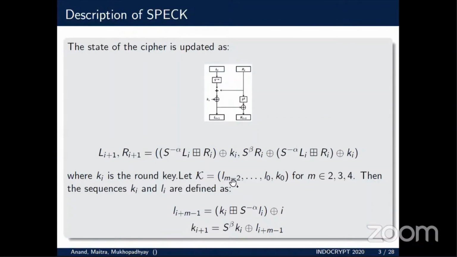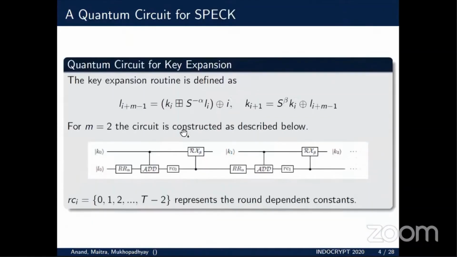So first we create the circuit for the key expansion, which can be done like this. Suppose m is equal to 2, then we need 2 keywords for this. So first k0 is directly used in the first round, and then k1 is created for the second round. We create the function something like this, where RR alpha means you rotate it alpha times, then you add this to here, and then you add this round constant, which depends on the round number.